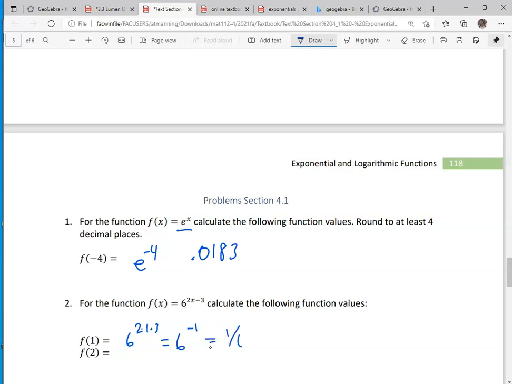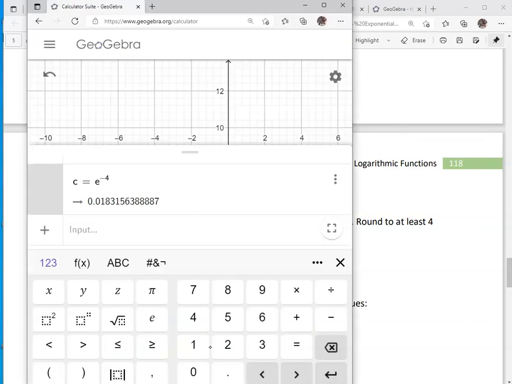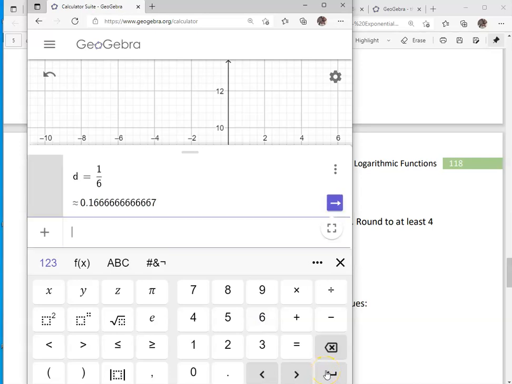It equals 1 over 6. If I want it in my calculator, I'll go to my calculator, type in 6, and is there a 1 over x, or do I do a 1 divided by x? Some calculators have a 1 over x function. I don't see that in mine, so I'll just do a 1 divided by 6, and enter. 0.16666 forever.